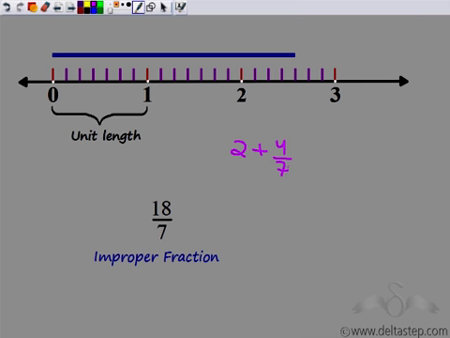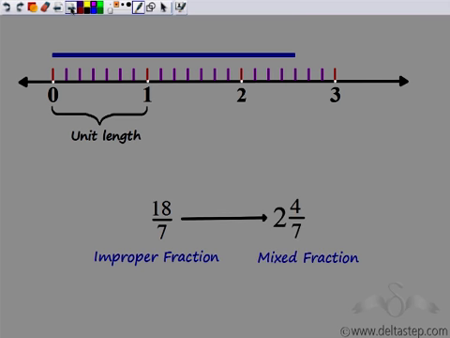So this number, I can also write 18 by 7 as 2 and 4 by 7. 2 units, 1, 2, 3, 4 by 7, which is a mixed fraction. Now why is this a mixed fraction? Because it has an integer. There's an integer part which is 2 and there's a fraction part which is 4 by 7. So I can write 18 by 7 as 2 and 4 by 7.